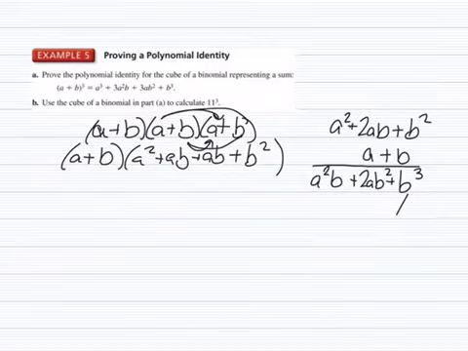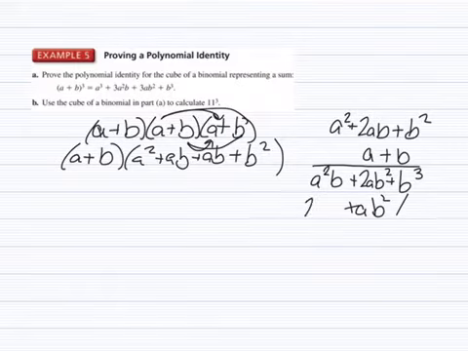And then I'm going to go ahead and start multiplying my a through. So a times b squared is ab squared. And it's positive. A times 2ab is 2a squared b. And it's positive as well. And then a times a squared is a to the third power.